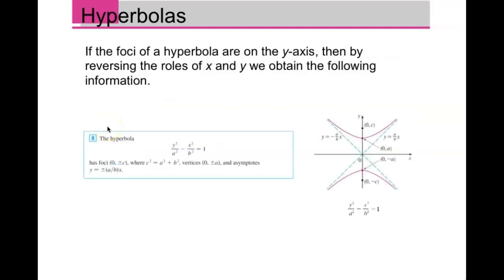So then a vertically opening hyperbola will have this equation, right? It'll be y squared over a squared minus x squared over b squared equals 1.